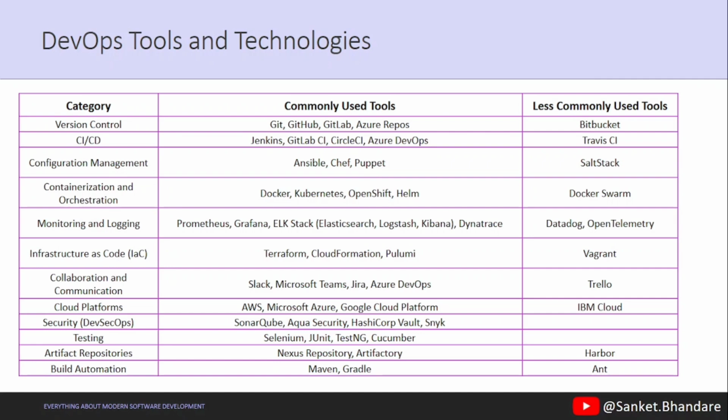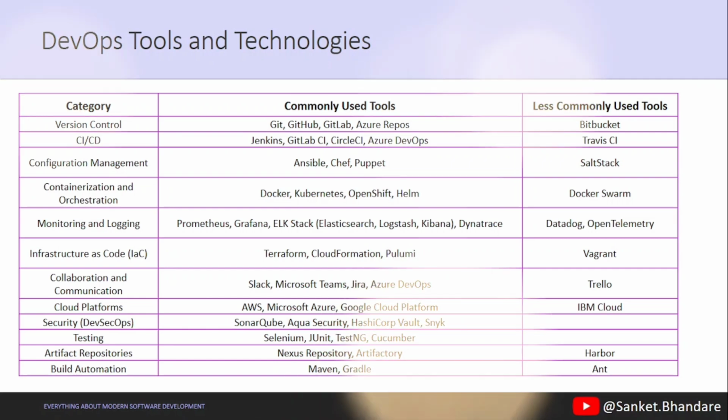For testing purposes, you can use Selenium, JUnit, TestNG, Cucumber, etc. Artifact repositories. Nexus and JFrog Artifactory are quite commonly used. For build automation, Maven is widely used for Java-based applications. Gradle is used for Android-based applications. And these are the commonly used tools and technologies that you need to learn if you want to become a DevOps engineer. So this is all about DevOps tools and technologies.